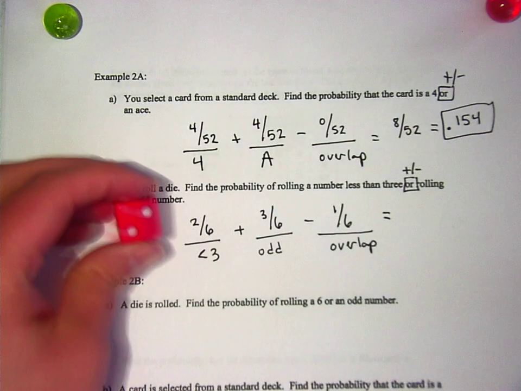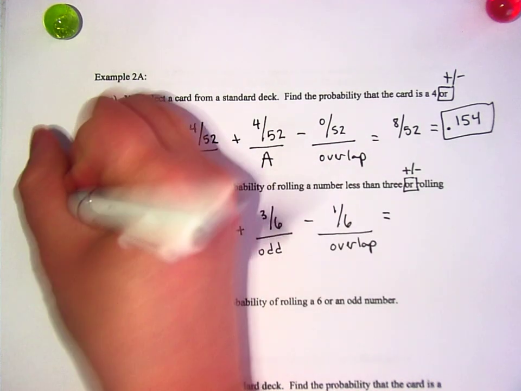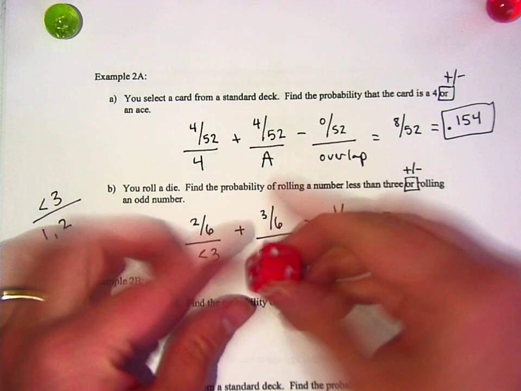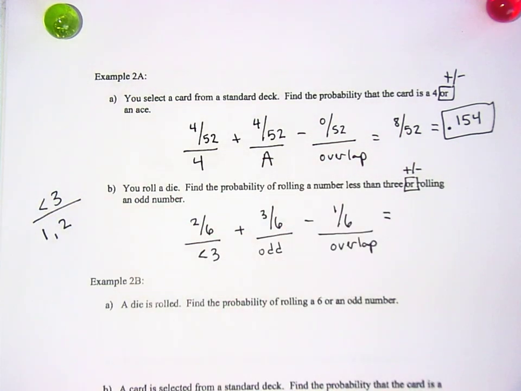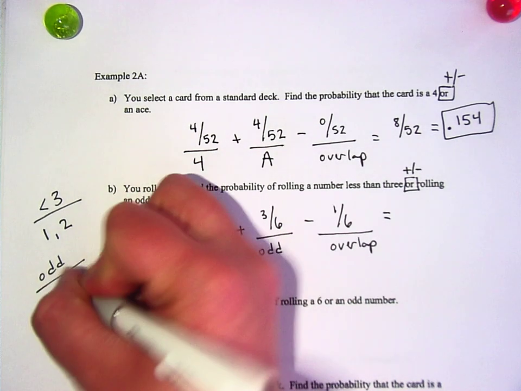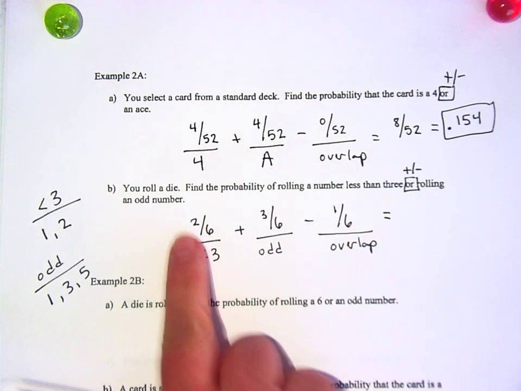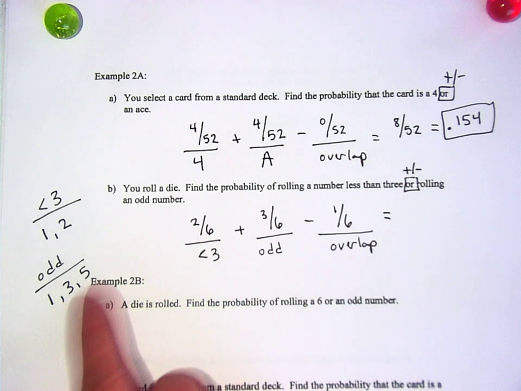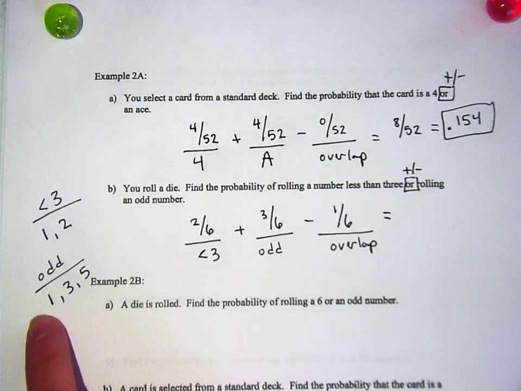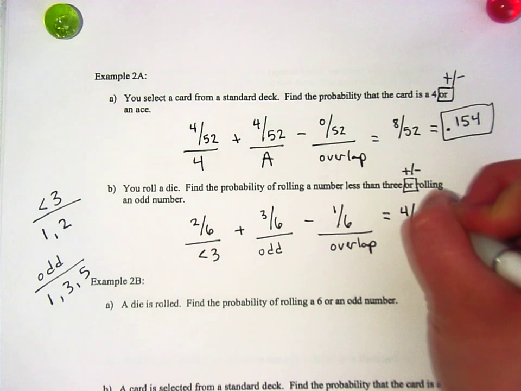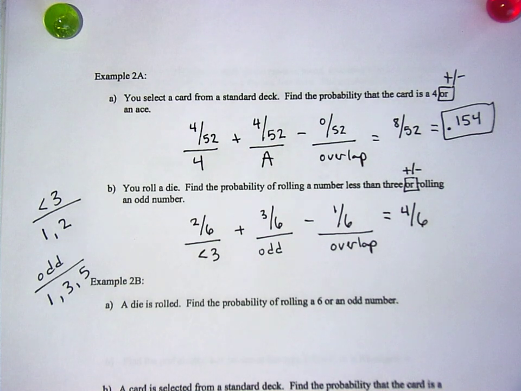So, numbers that are less than 3 is what? 1 and 2, right? Okay, and what numbers are odd? No, I mean just all of them. 1, 3, and 5. So when I was counting here, 2 out of 6 is 1 and 2, right? And I was counting 3 out of 6, that's 1, 3, 5. But do you see how I counted the number 1 twice? That's my overlap. I just counted it too many times. Because right now this answer is 4 out of 6. 2 plus 3, 5, minus 1 is 4.